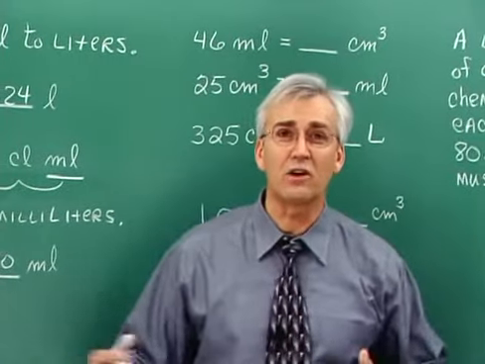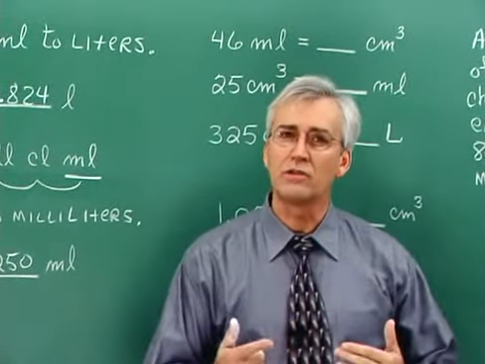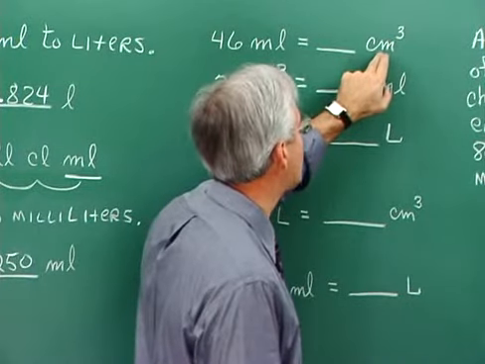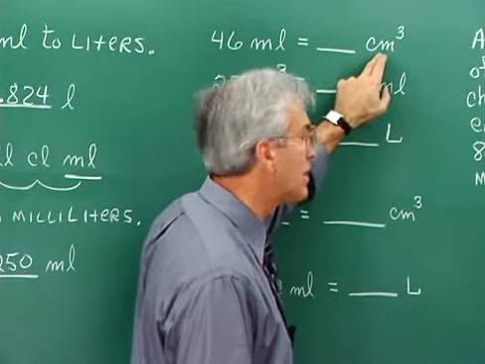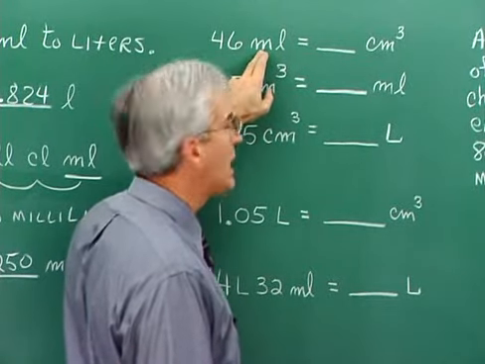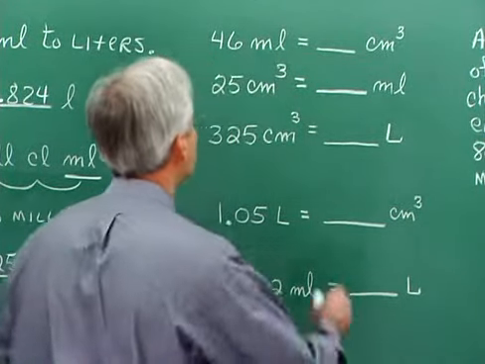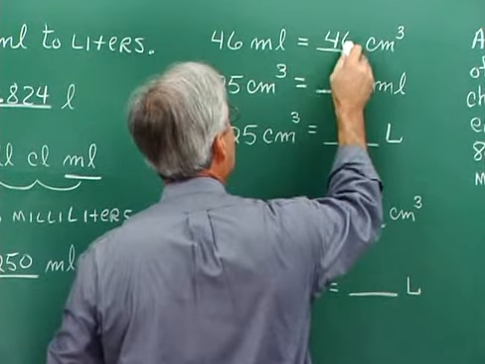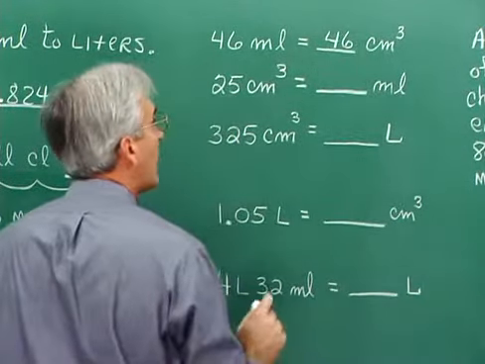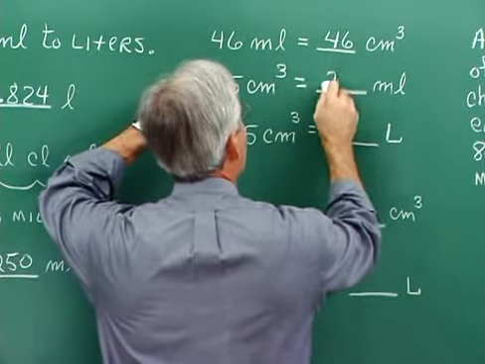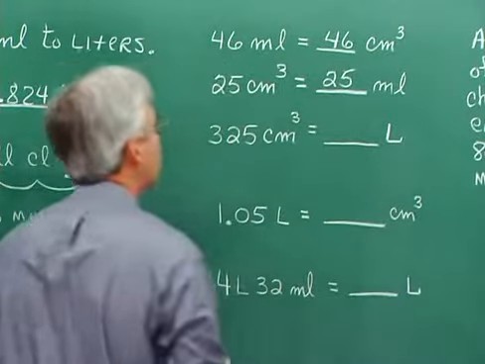Well, a little while ago we talked about this relationship between a cube that is a centimeter on every side, a cubic centimeter, and the capacity of a milliliter. You see, it's exactly the same. So the conversion is actually trivial. This is really 46 cubic centimeters. And if we're going the other way, same idea, 25 cubic centimeters is 25 milliliters.